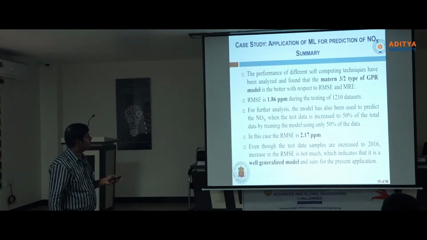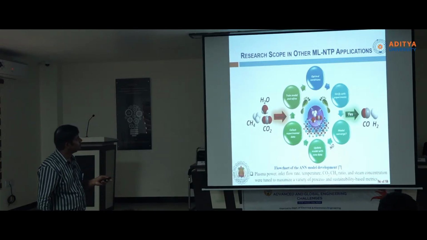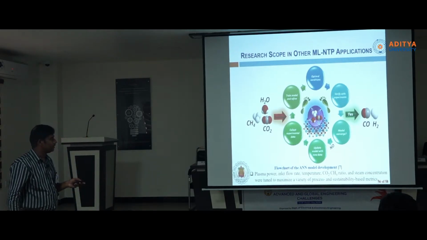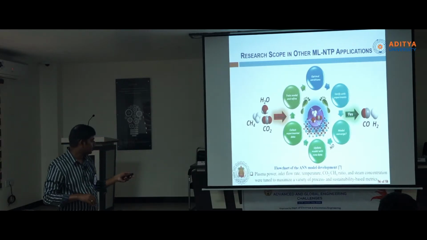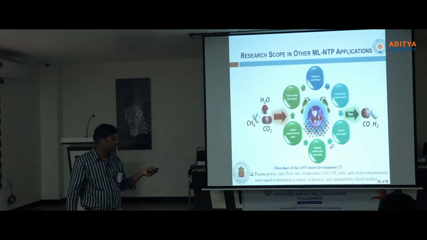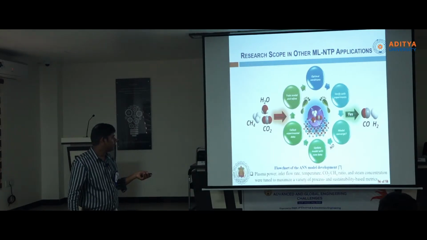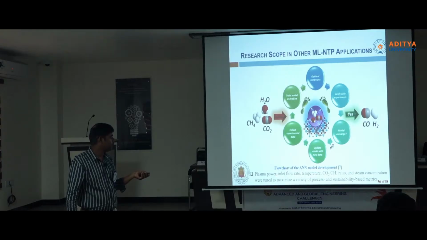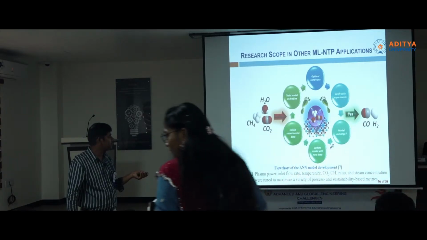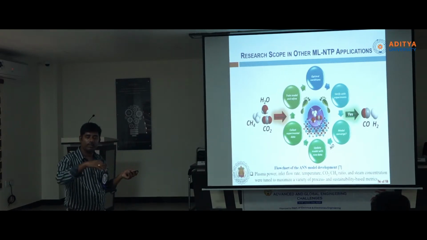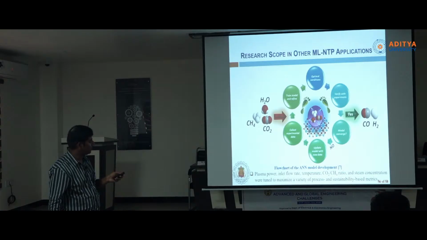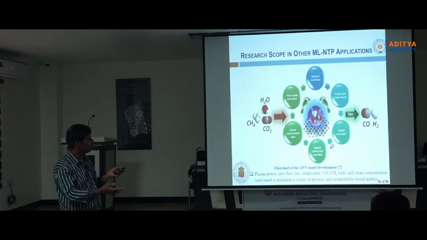Yeah, so this is our summary. Then we have research scope for ML in NTP applications. Not only diesel engine exhaust treatment, which is one case study I presented to you, but it can be applied for other techniques also, like I have told you, hydrogen generation can be done. So here the CO2 CH4 ratio can be taken as an input parameter along with flow rate and temperature, and the problem is formulated as an optimization problem, for maximizing the process and sustainability based metrics. So some parameters are taken as output parameters and they want to optimize them. So it is now an optimization problem; not only for prediction, you can use it for optimization also.